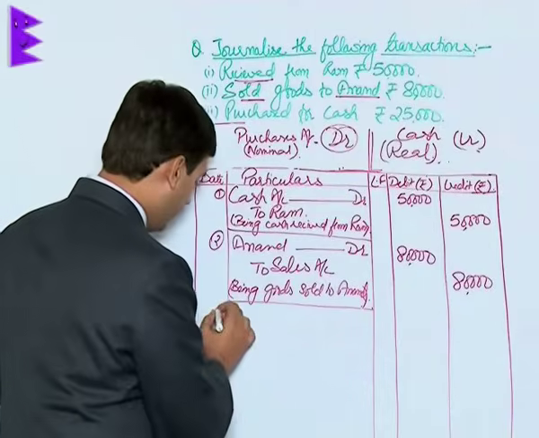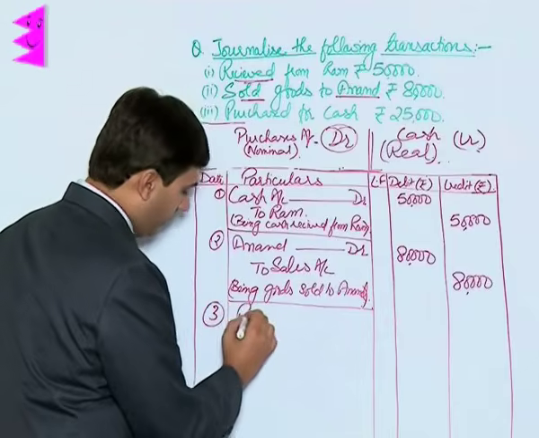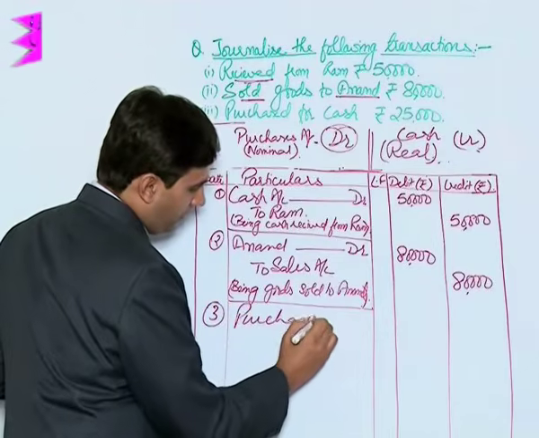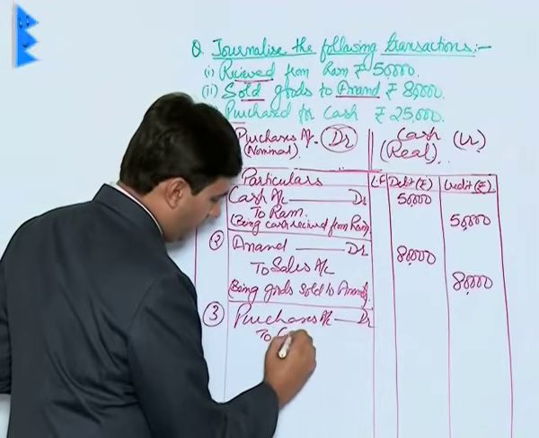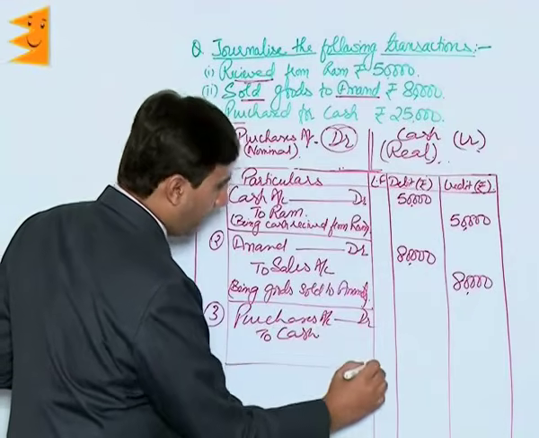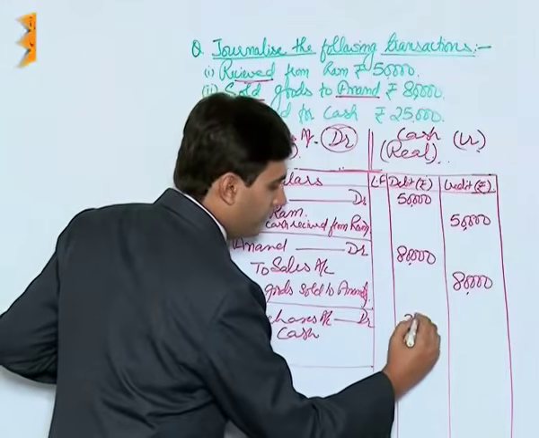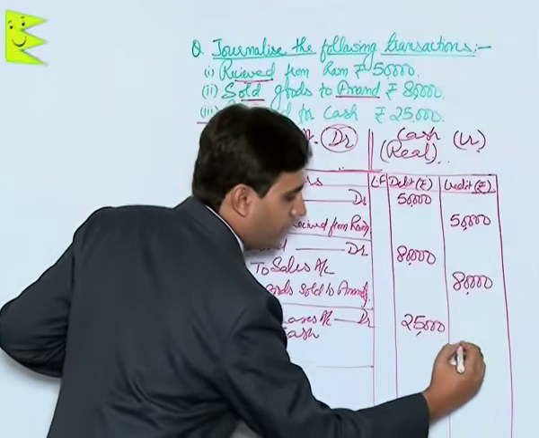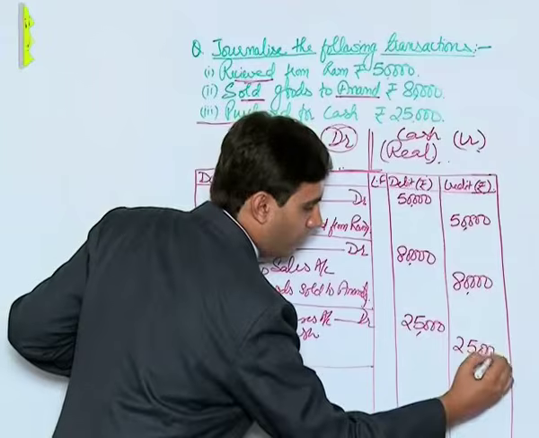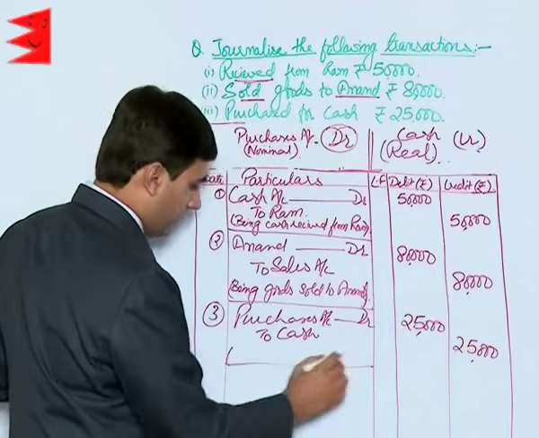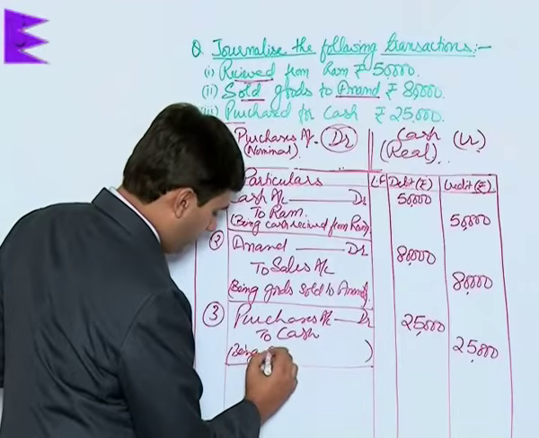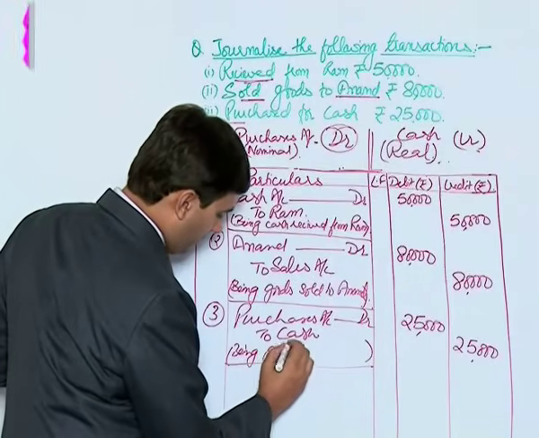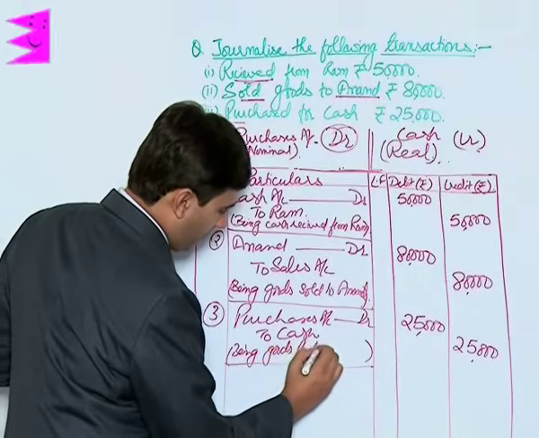So this entry would be written as purchases account debited to cash and amounts are 25,000 for debit and 25,000 for credit. The narration is being goods purchased for cash.